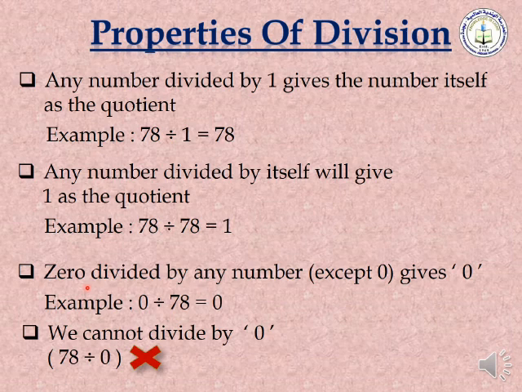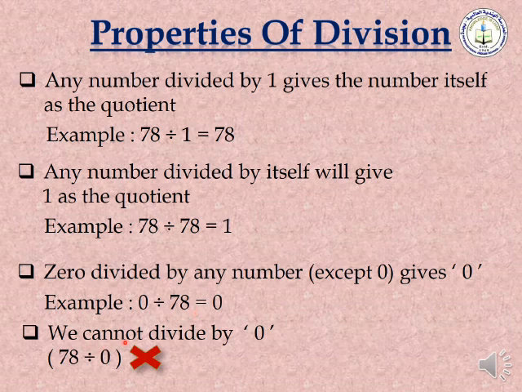Third property: 0 divided by any number except 0 gives 0. Example, 0 divided by 78 is equal to 0. 0 divided by 5, what is the answer? 0. 0 divided by 100, 0. That means 0 divided by any number is equal to 0.